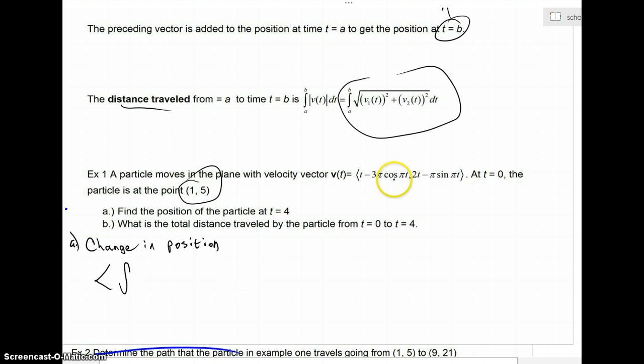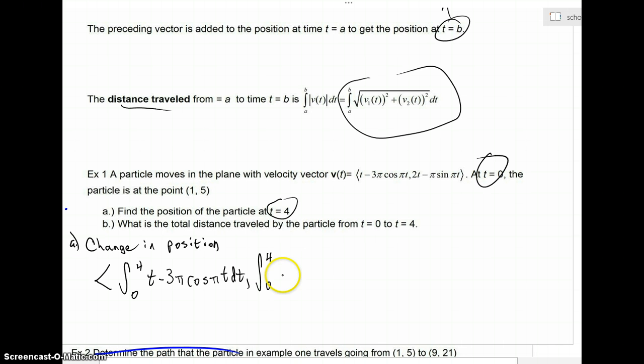Now, as we're working out the change in position, this is for part A, we realize that we're going to integrate. Our beginning time was t equals 0. The time that we're interested in finding out where our final position is at 4, so we're going to go up to 4. And we're going to integrate our x component. So we've got t minus 3 pi cosine of pi t dt, comma, and then we're going to integrate with the same limits, 0 to 4, put in our y component, 2t minus pi sine of pi t, and then we'll say dt. And realize our final answer is going to be a vector.